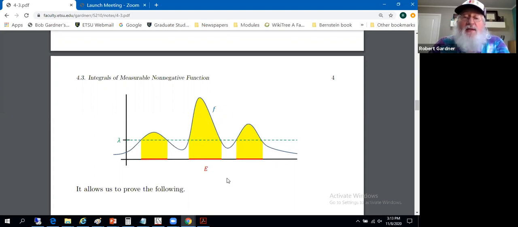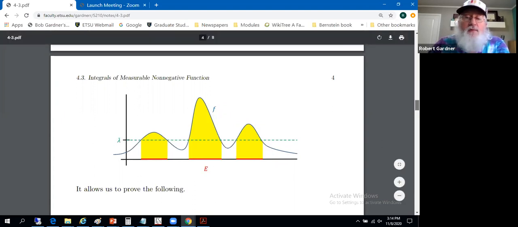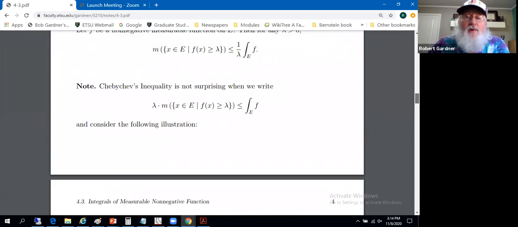Now, what we're saying is lambda times the measure of E would be the sum of this rectangle plus this rectangle plus this rectangle, chopping them off with a height of lambda. That's what lambda times the measure of E is. And the claim was that's less than or equal to the integral over E of f.